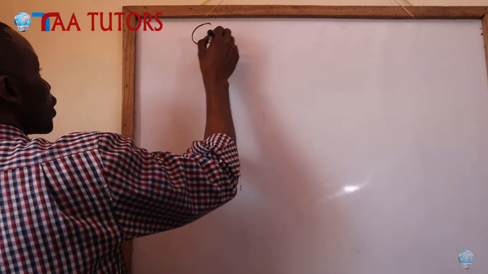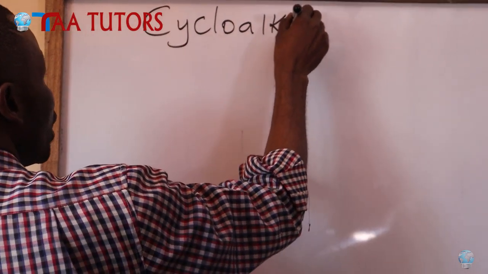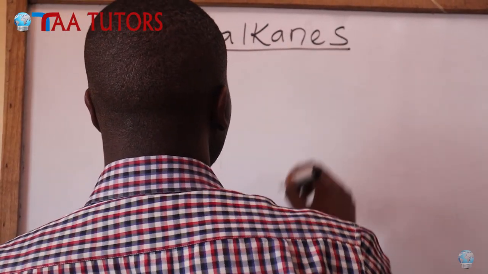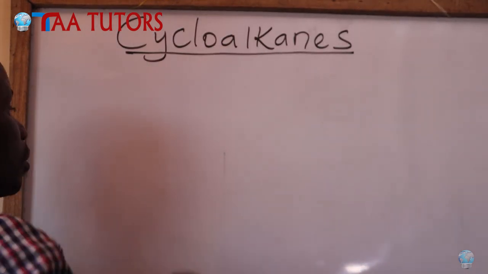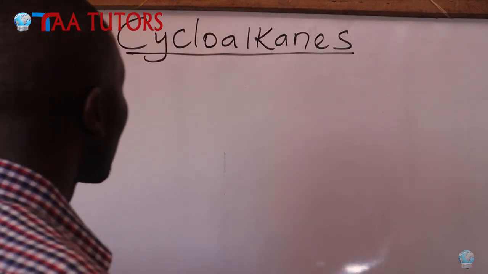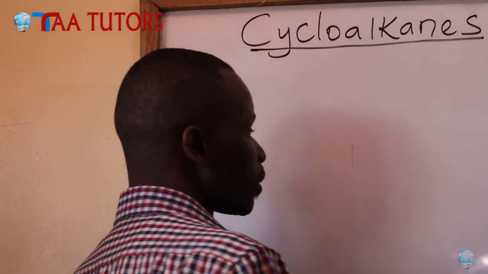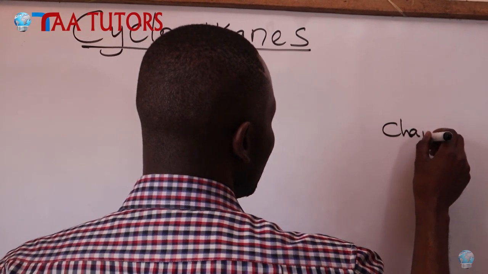So there's something called cycloalkanes. Now, cycloalkanes, the word cycle, like the carbon cycle, the nitrogen cycle. A cycle is something, actually, let's talk about chains. We have talked about chains. You have seen chains, how they form.